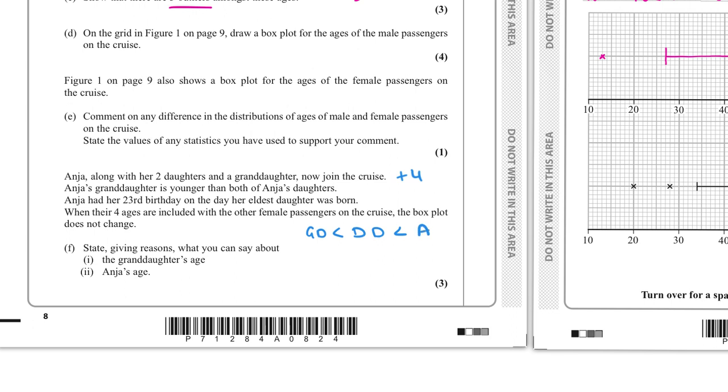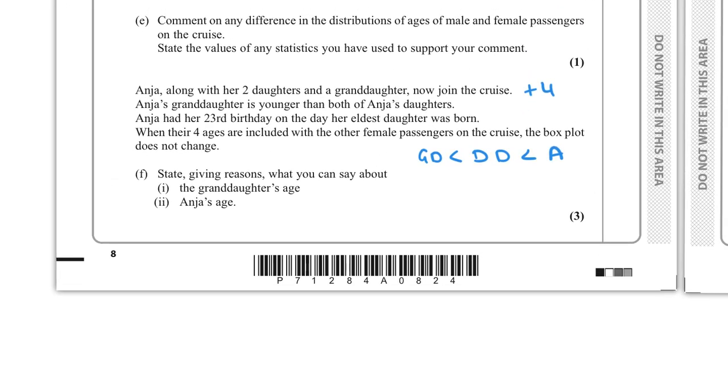Anja had her 23rd birthday on the day her eldest was born. I'm going to need time to think for this. Yes. So if we do this as DE, daughter eldest, then Anja equals 23 plus DE. Everyone happy with that? This makes sense to me. It might not make sense to you, because Anja's going to be 23 years older than her oldest daughter, because she was born on her 23rd birthday.